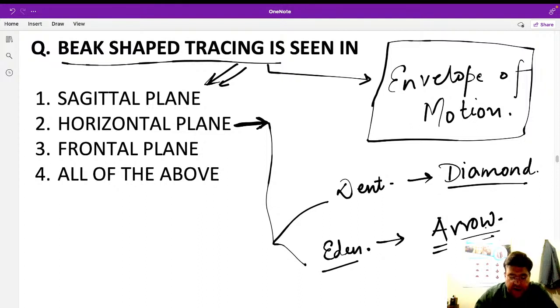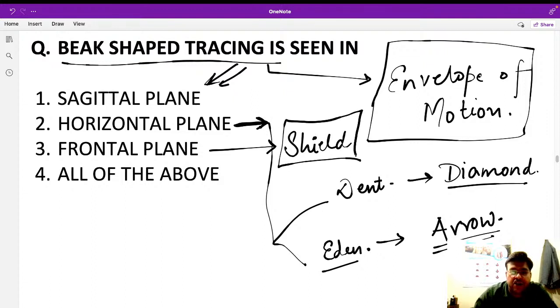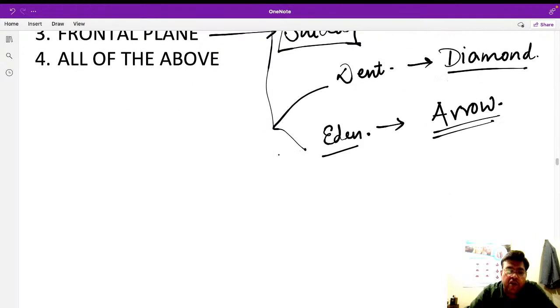What is there in the frontal plane? That is called shield tracing, right? Horizontal plane for dentulous is diamond, for edentulous is arrow, and the frontal plane is shield shaped tracing. All this part is clear to you. Very simple, straightforward questions where you need to know which kind of movement will occur in which kind of tracing.